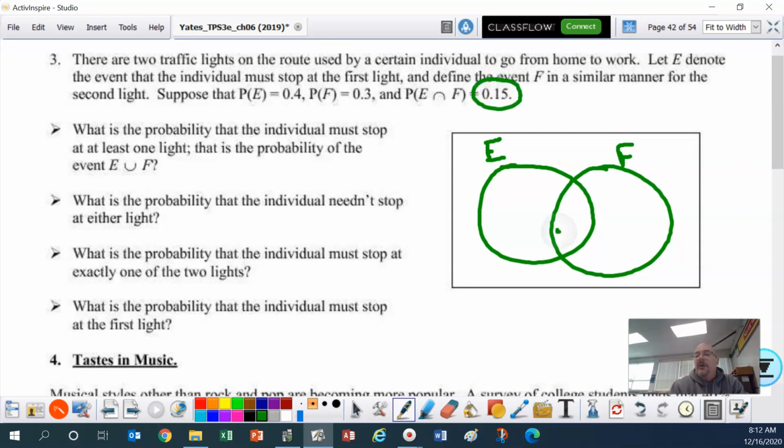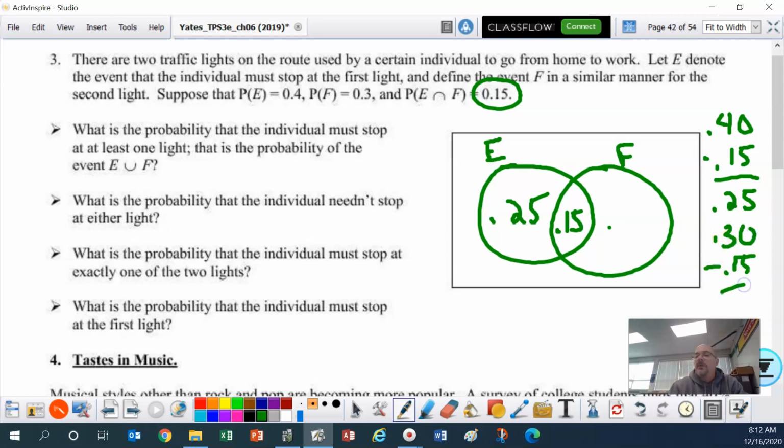All right, so E and F. So in the center is the 0.15. Okay, so what's left over for E? We've got to take the 0.40 minus the 0.15. I believe that's going to be 0.25. So this is going to be 0.25. Same thing with the F. We're going to take the 0.30, take away the 0.15. Well, that's 0.15.